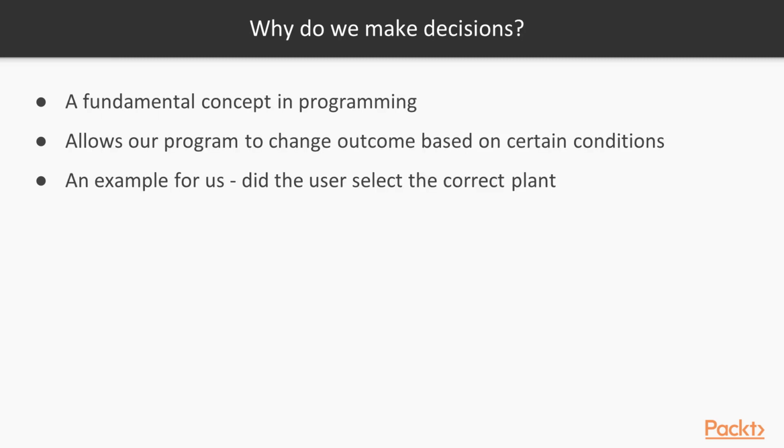So first of all, why do we make decisions? It's a fundamental concept in programming because it allows our program to change the outcome based on certain conditions. And again, we've seen several examples of this so far. The example of using a random number to decide which button to light up as green. So, what we're going to do in our next example, which is our next video, is we're going to consider how do we know if the user chose the correct plant.